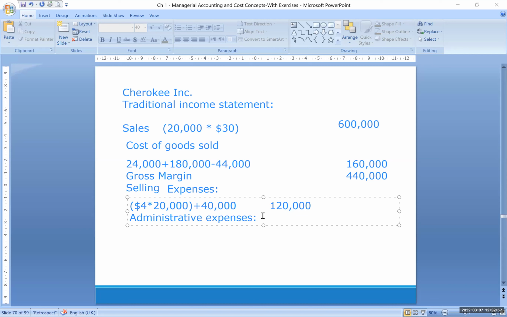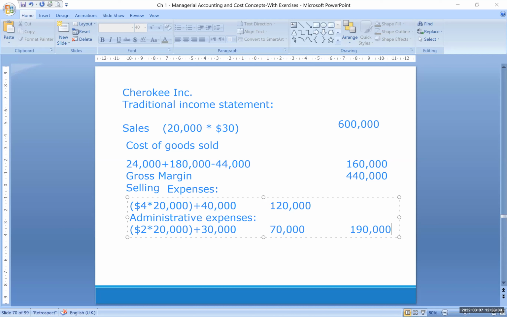Again, this is a title, and we have two parts for the administrative expenses. We have $2 multiplied by 20,000 units sold, plus we have 30,000 fixed part for the administrative expenses. This equals 40 plus 30, which equals $70,000. So the total for the selling and administrative expenses will equal 190,000: 120 plus the 70, 190,000.